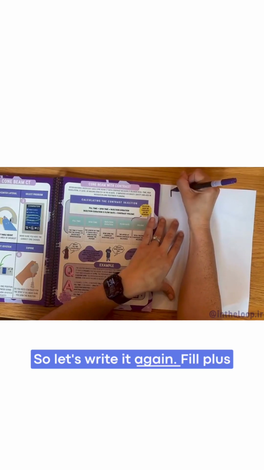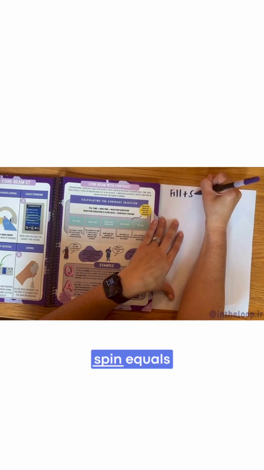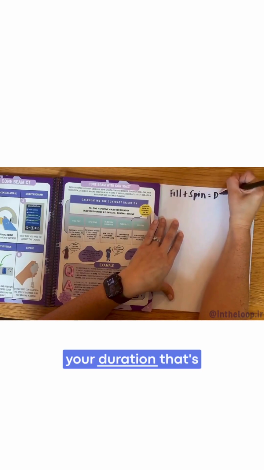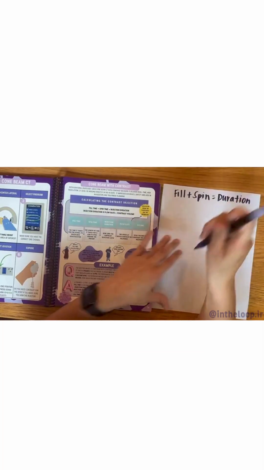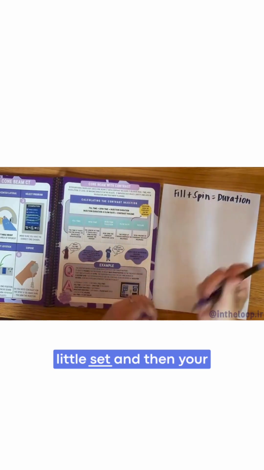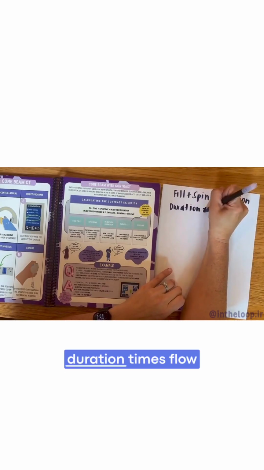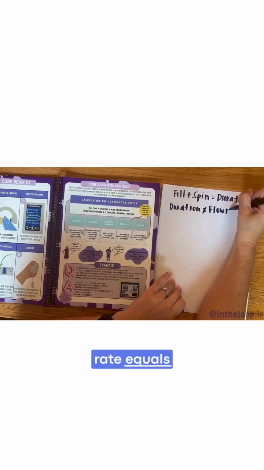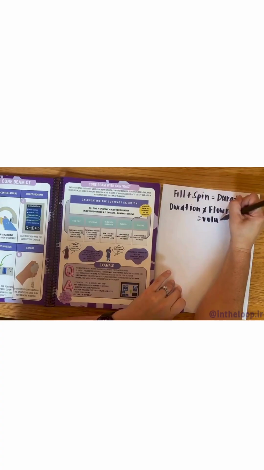So let's write it again. Fill plus spin equals your duration. And then your duration times flow rate equals the volume.